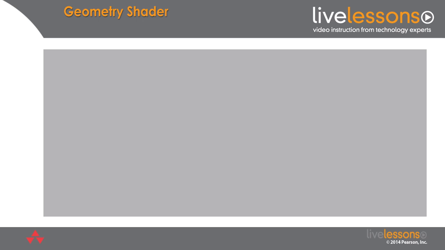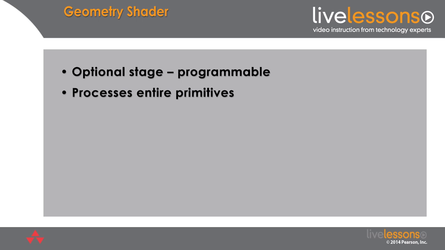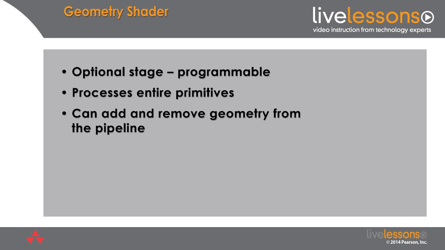The next stage of the pipeline is the geometry shader, and like the tessellation stages, the geometry stage is optional. While the vertex shader operates on individual vertices, the geometry shader processes entire primitives. It can add and remove geometry from the pipeline, and even redefine the topology of primitives.